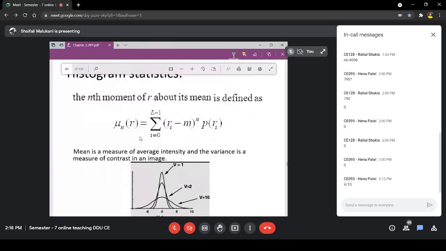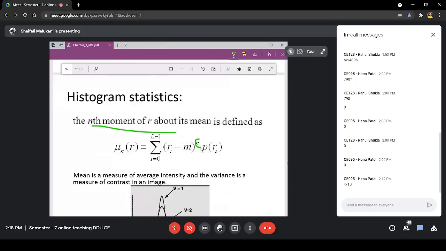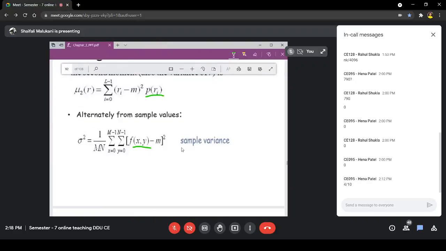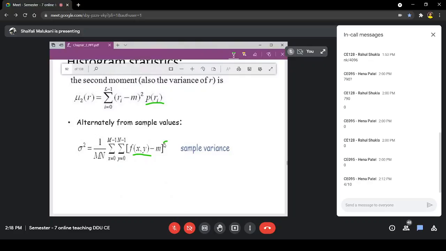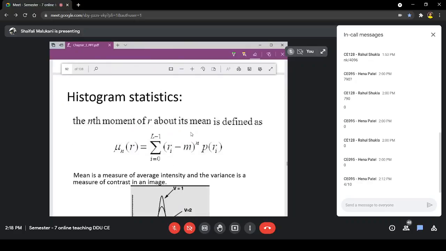Okay. Now, last question to you. This is for nth moment. Variance is the second moment. If you want to go for the nth moment, the square should be replaced with n. The square should be replaced with n, because you know that variance is the second moment, and the nth moment is defined with n here.